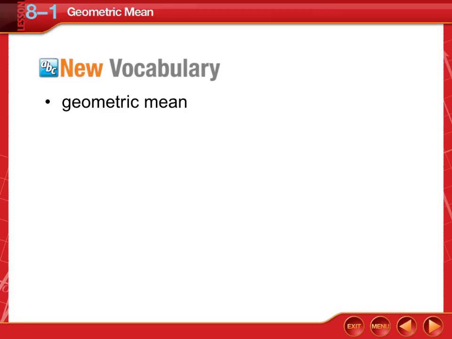Okay, let's take a look at new vocabulary. Geometric mean. So when you hear the word mean, you should be thinking average. That would be summing a set of numbers and then dividing that sum by the number of numbers that were in the sum. Geometric mean is a little bit different. And in this chapter, we're mostly going to be looking at the geometric mean between two numbers. So the geometric mean between two numbers, I'm going to say, is equal to the square root of their product. And that's all we're really going to look at in this chapter.